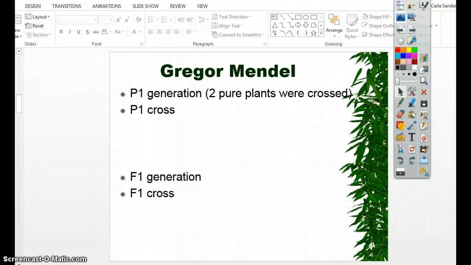So you're going to hear this many, many times. P1 generation: two pure plants were crossed. The two original parents were crossed. And I usually just talk about one trait just to make it easy, but we could go through this with all seven traits of Mendel's peas. So P1, he crossed a pure tall with a pure short.